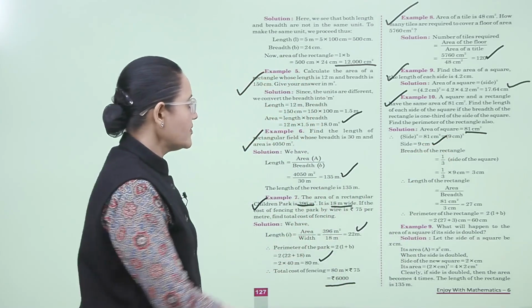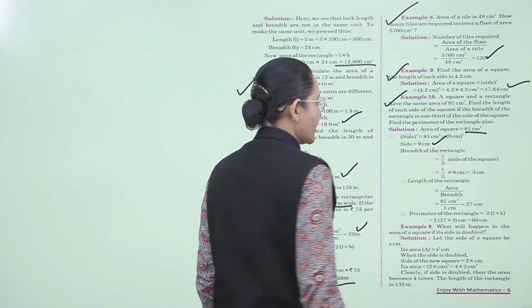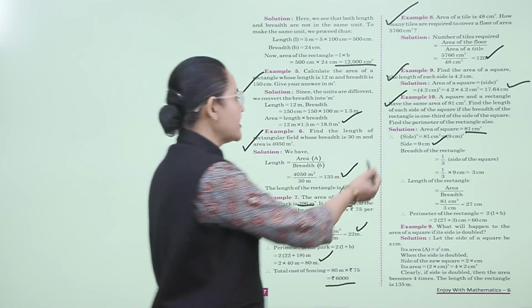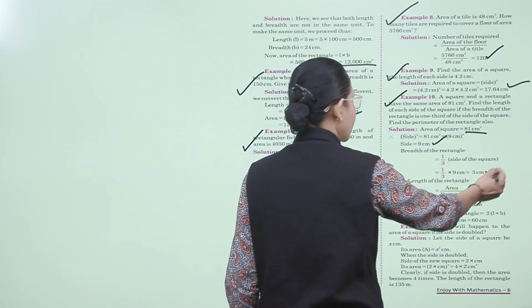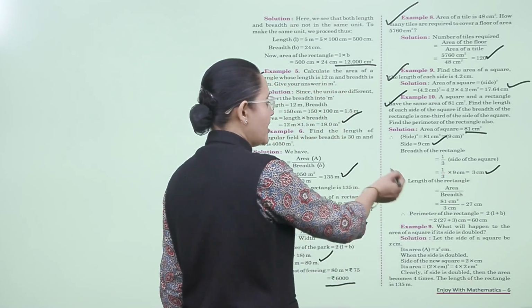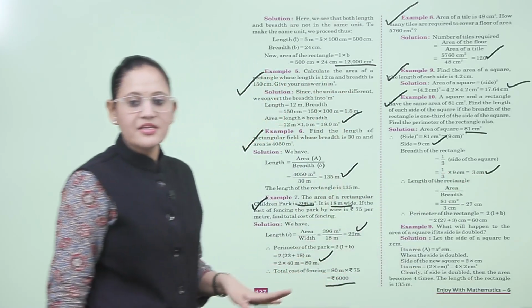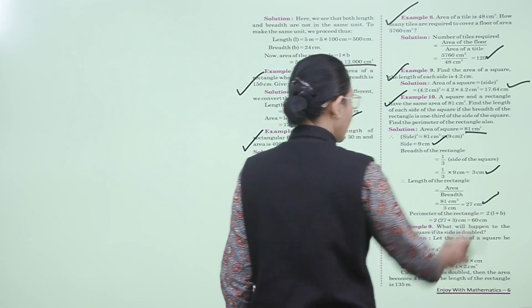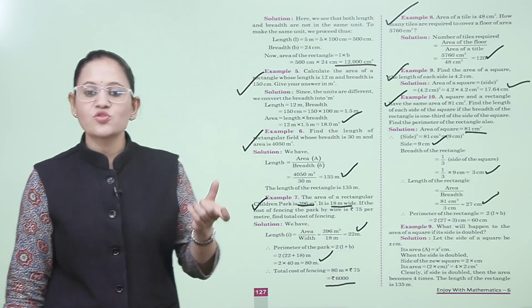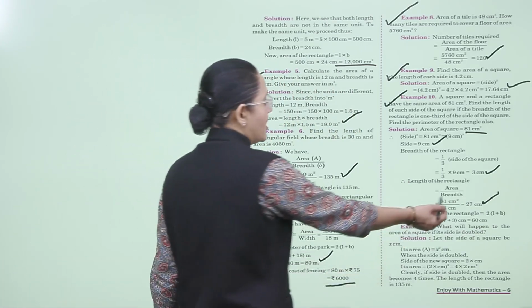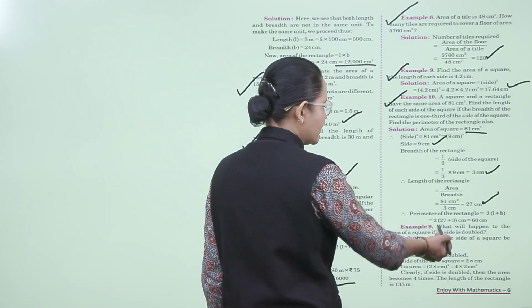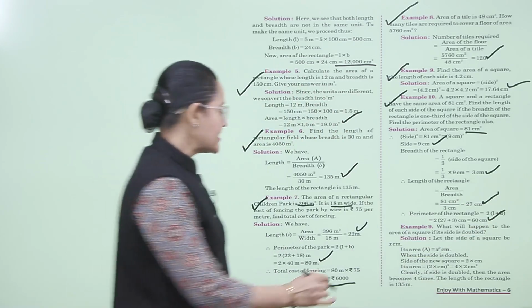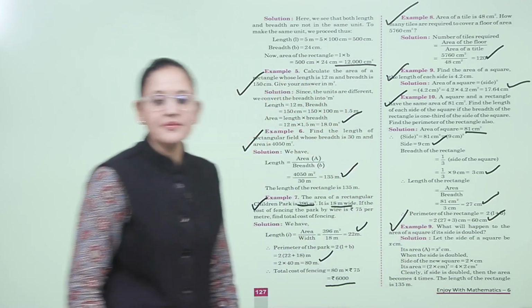Now we have to find the breadth of the rectangle. Breadth of the rectangle is 1/3 of the side of the square. We know side is 9 centimeters, so 1/3 into 9, that is 3 centimeter. Now length of the rectangle, area divided by breadth, 81 divided by 3, that is 27 centimeter. Now we have to find the perimeter. Perimeter equals 2 into L plus B. Length is 27 and breadth is 3 centimeter. So perimeter is 60 centimeter. Clear?